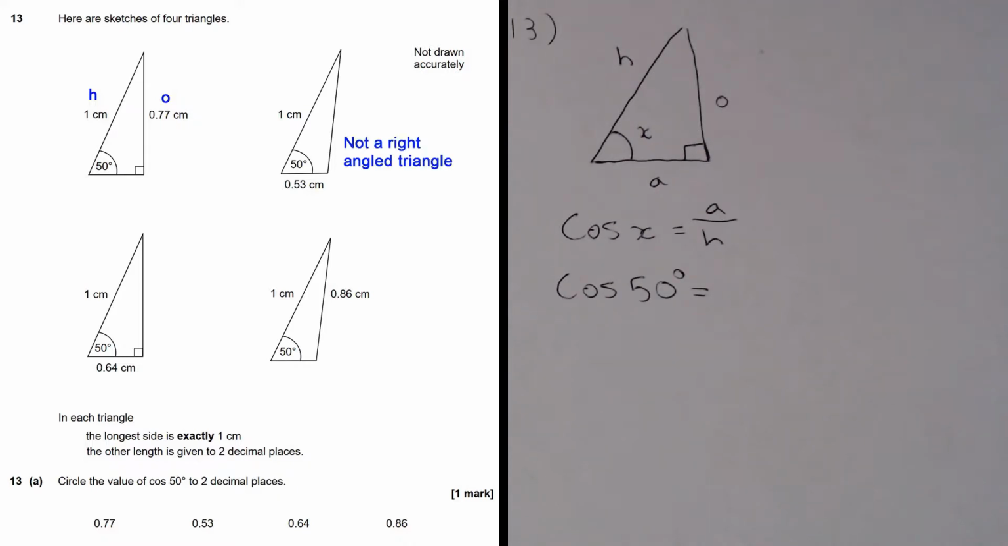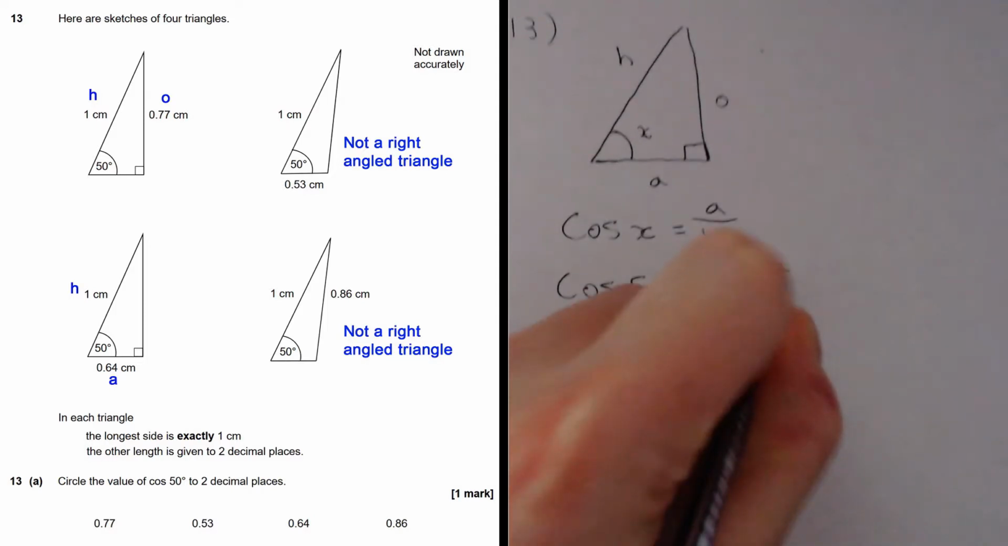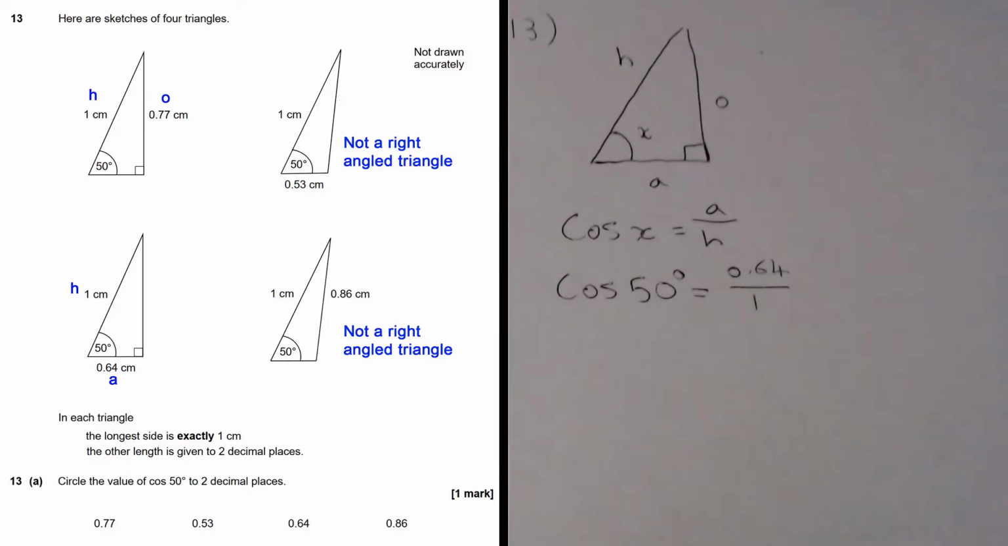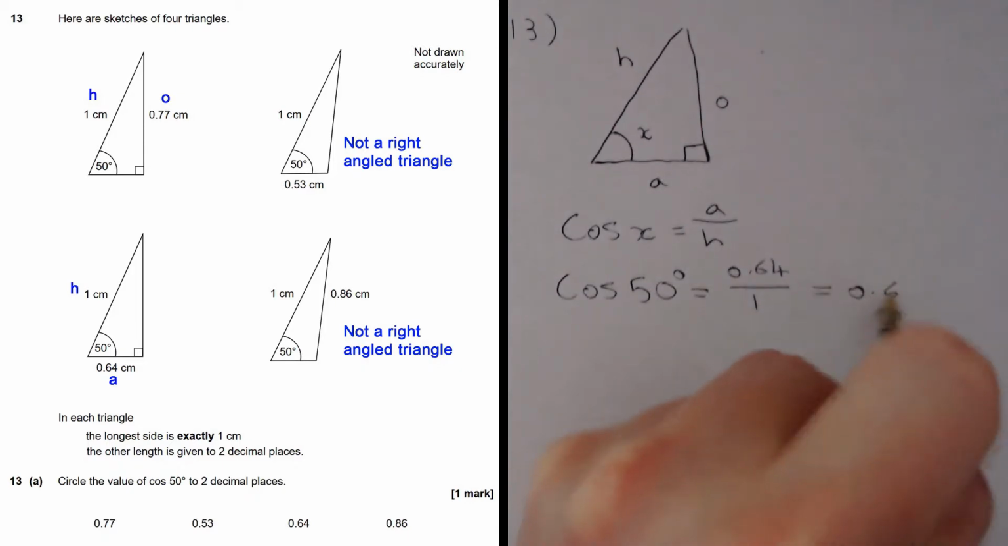If we look to the right, we can see that that's not a right angled triangle, so let's forget that as well. If we look at the bottom left one, that is a right angled triangle. We are given a hypotenuse and we are given an adjacent. That's exactly what we want. Finally, the bottom right triangle is also not a right angled triangle. So if we look at the bottom left one, we can see that the adjacent is 0.64 and the hypotenuse is 1. So cos 50 is 0.64 divided by 1, which is 0.64.